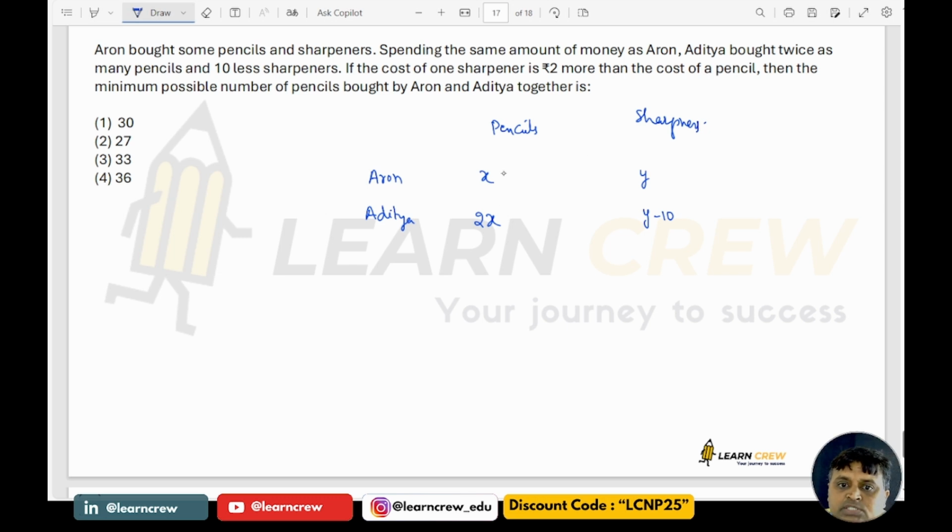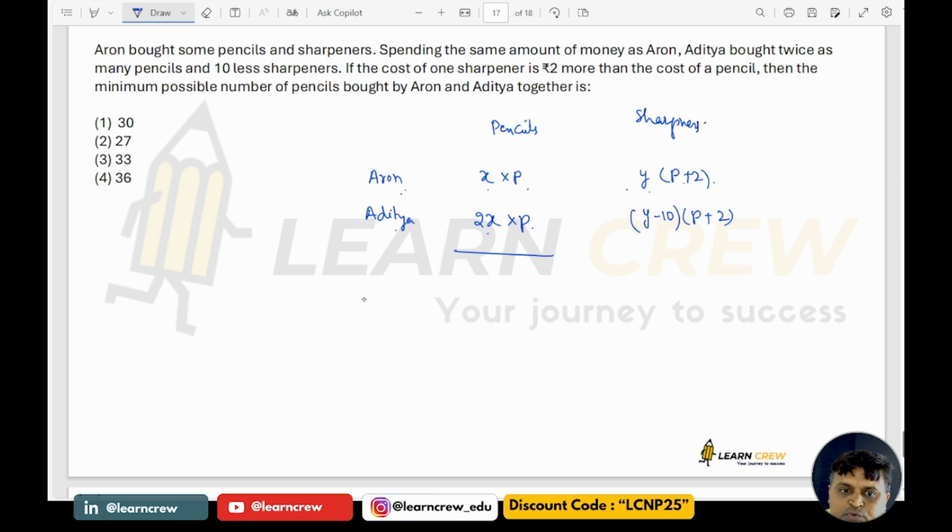So cost of pencil, if it is some P, then cost of sharpener would be P plus 2. So total amount spent on pencils: X pencils by Aaron at P per pencil, and Aditya 2X into P. And sharpeners: Y for Aaron at the rate of P plus 2, and Y minus 10 at the rate of P plus 2. Now what is given? Total cost.